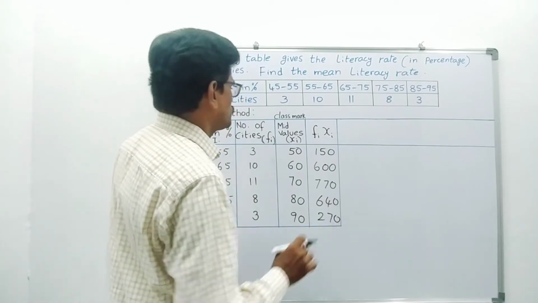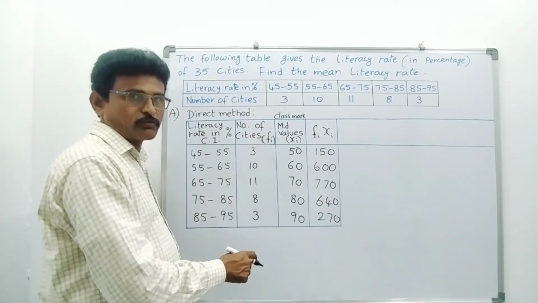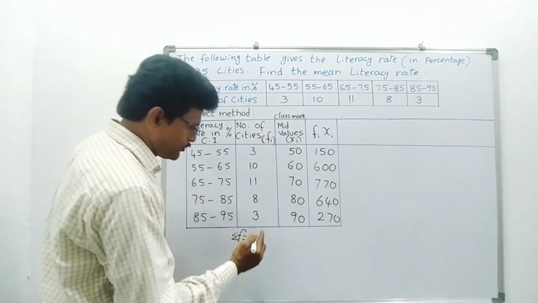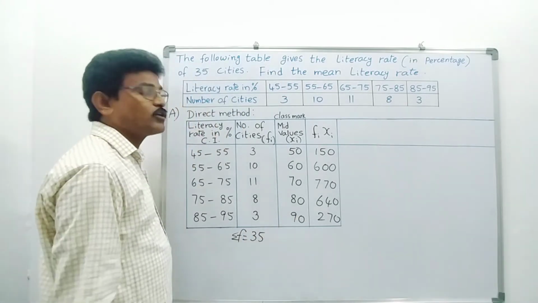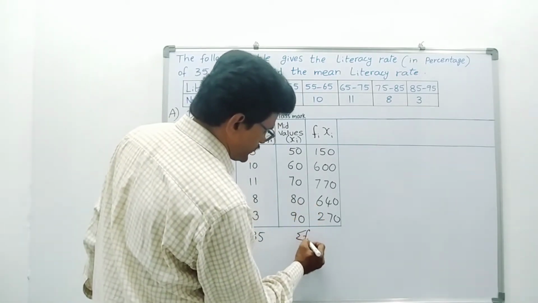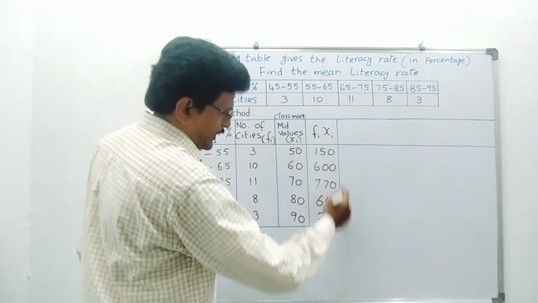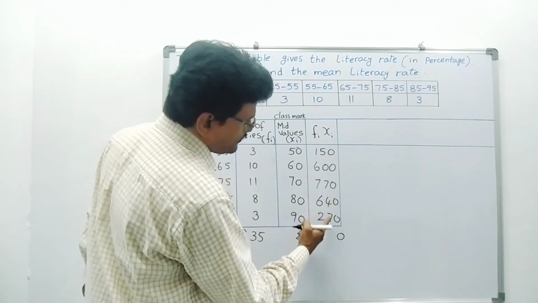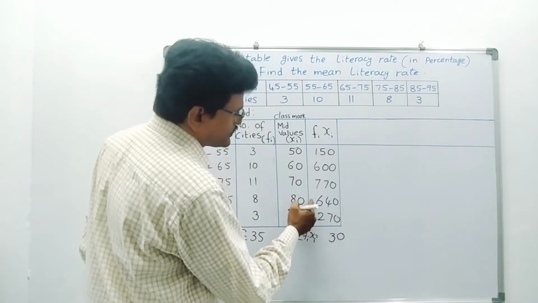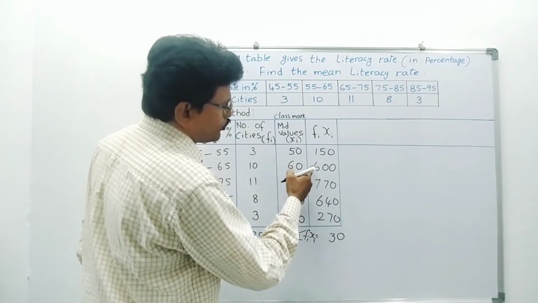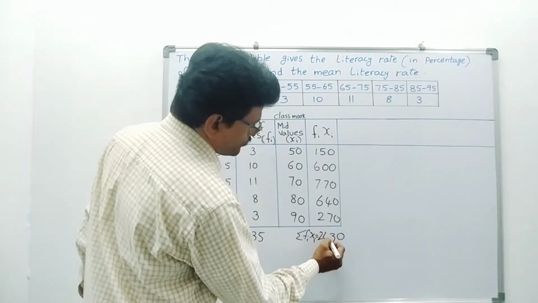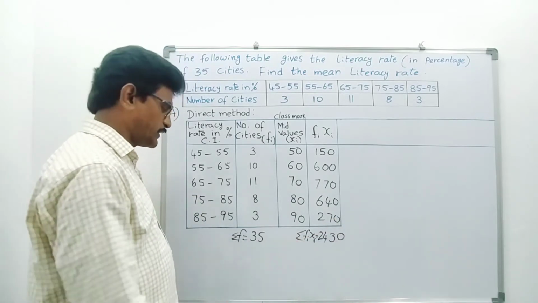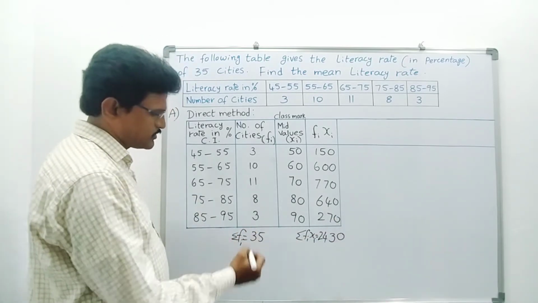Now you have to add the total frequency values, sigma f. What is sigma f? They have given 35 cities. If you add, you will get 35 only here also. Now what is sigma Fi Xi? Add all these values: 150, 750, 1520, 2160, 2430. Students, now sigma Fi Xi is 2430, and sigma Fi is 35.